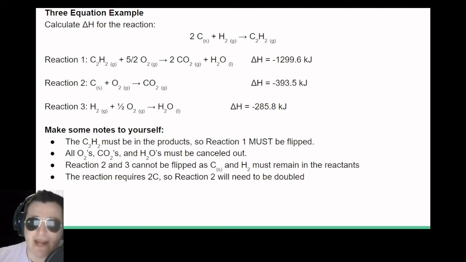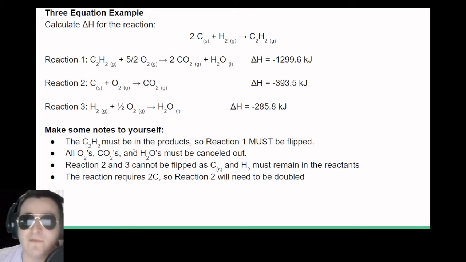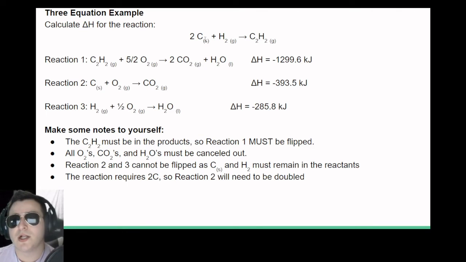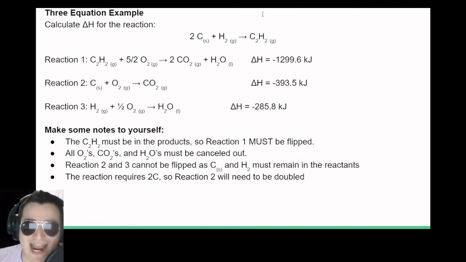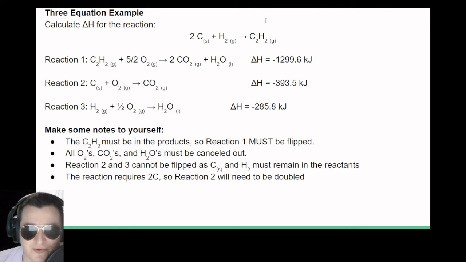So let's look at this 3 reaction example. Same question. Calculate the total delta H here. And let's once again consider our non-negotiables. That's what these notes to yourself are, even though I put those notes there for you. Inception, Leonardo DiCaprio. Let's do some non-negotiables. Our reaction is 2 carbons plus hydrogen gas, 1 mole of it, makes C2H2, which I think is acetylene, from your good old blowtorches.